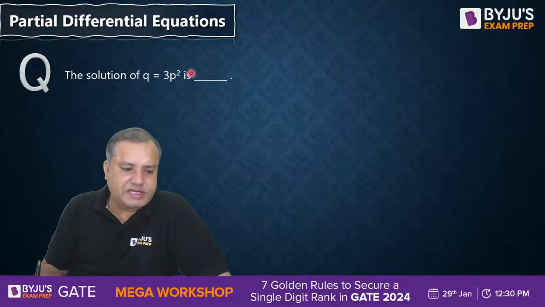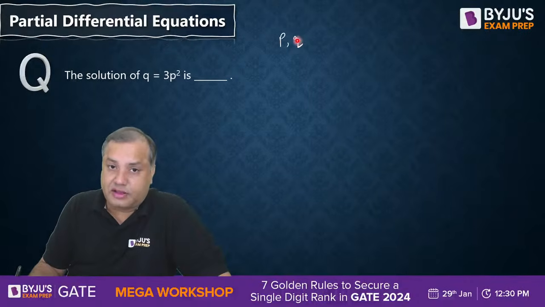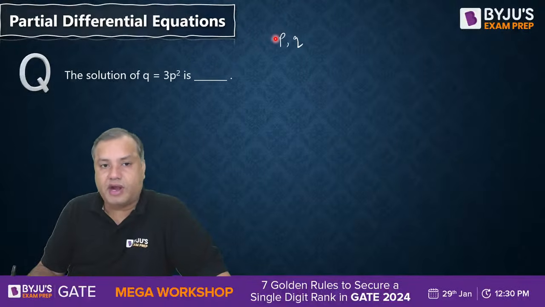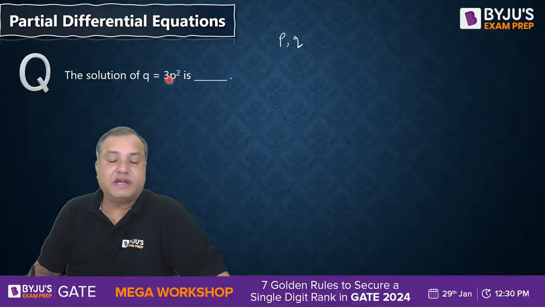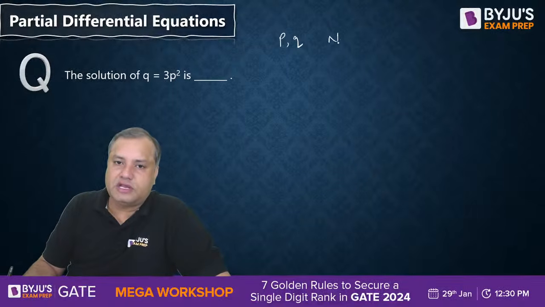In this differential equation, only p and q are there. So only p and q are there, it means it is first order. But p appears in degree 2. So this is non-linear. So this is a non-linear first order PDE.